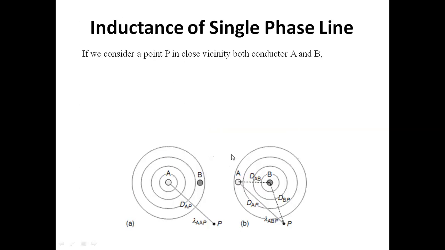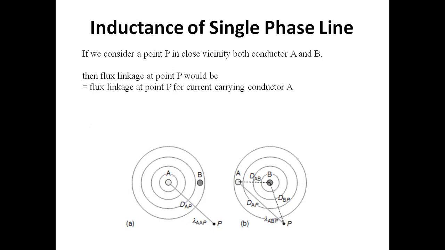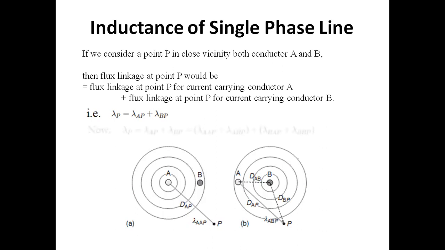If we consider a point P placed in close vicinity with A and B, then what will be the flux linkages at P? The flux linkages at point P would be those for current carrying conductor A and those for current carrying conductor B. So you have to consider a total of 4 flux linkages, that is, lambda P equals lambda AP plus lambda BP. Now it is lambda AAP plus lambda ABP, lambda BAP plus lambda BBP. Total 4 flux linkages.